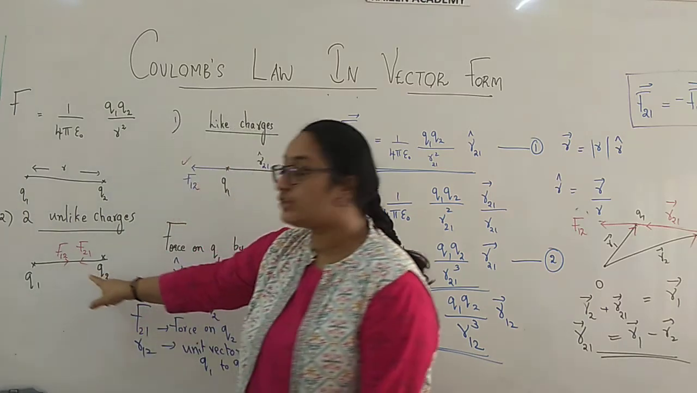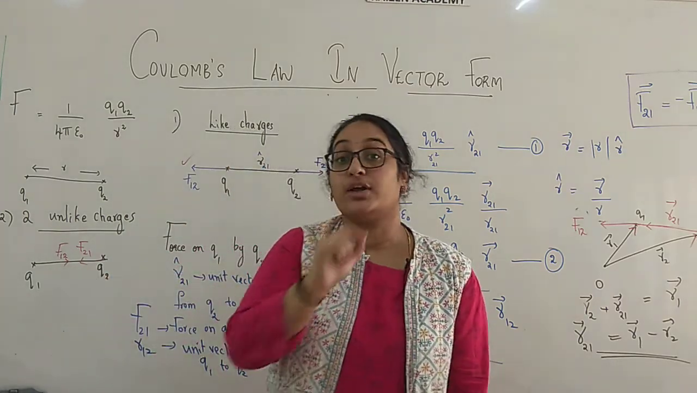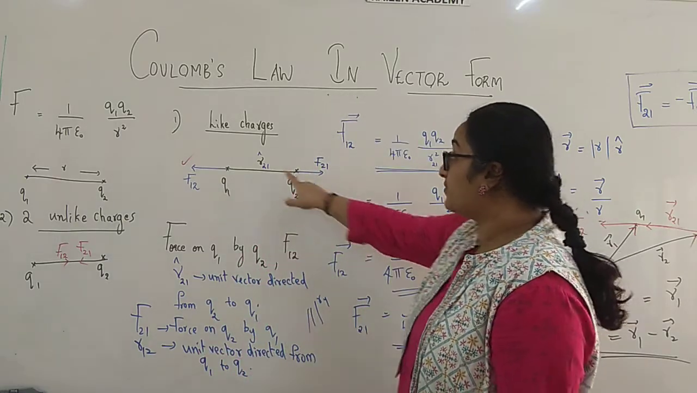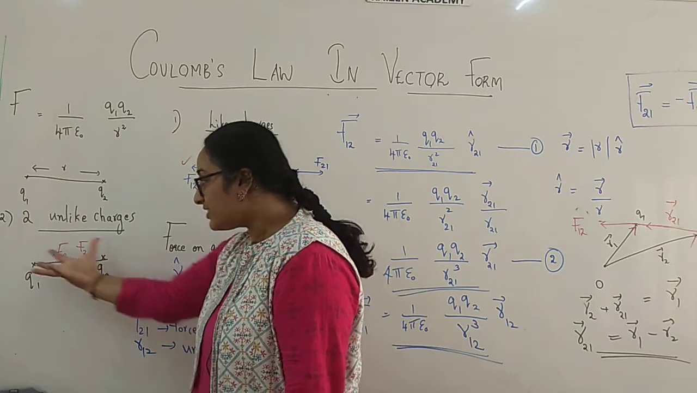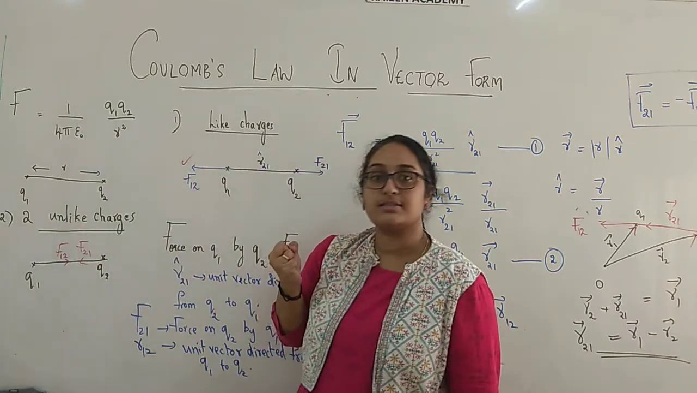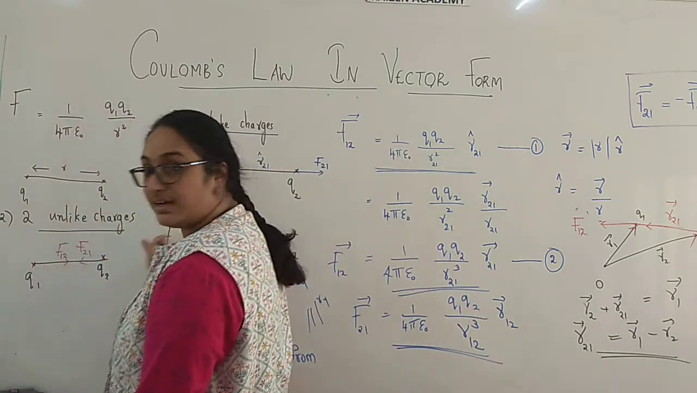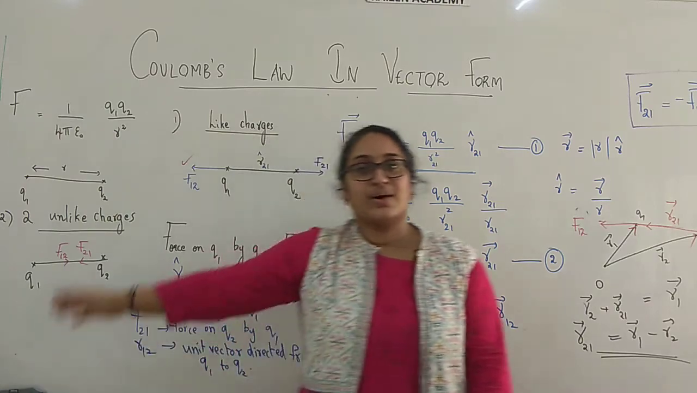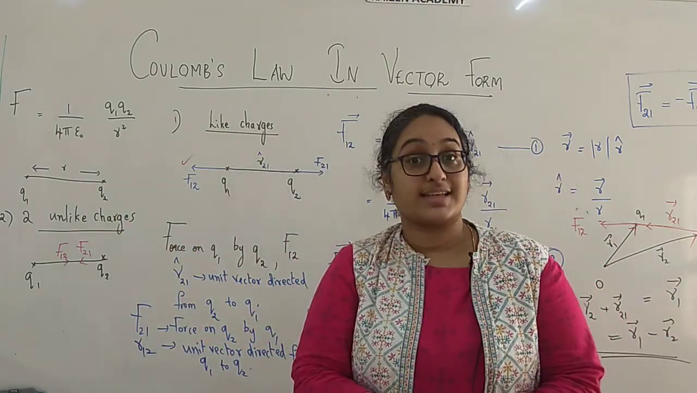See, F12 is opposite to F21. This is the most important point you need to understand. If they are like charges, repulsive. If they are unlike charges, attractive. So Q1 is attracted towards Q2. Similarly, what will Q2 try to do to Q1? Attract. So I have represented all the directions here, but what to write for the exam?